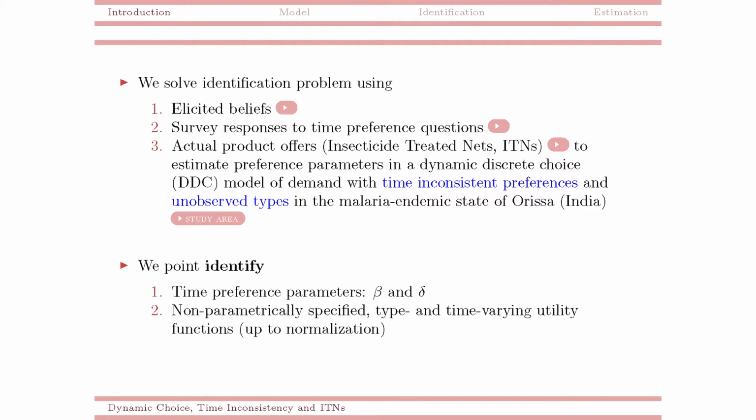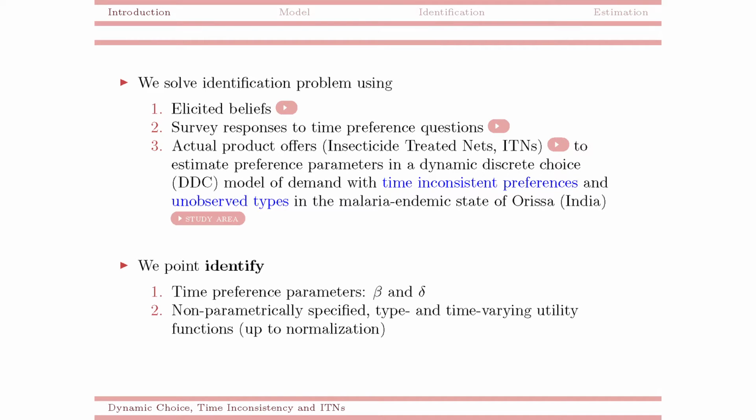We're going to use these three extra bits of information to identify and estimate preference parameters in a dynamic choice model with time inconsistent preferences and unobserved types, where the unobserved types are primarily characterized by differences in their time preferences. And we're going to estimate this model using data that we collected in an intervention that we ran in the state of Orissa in India.